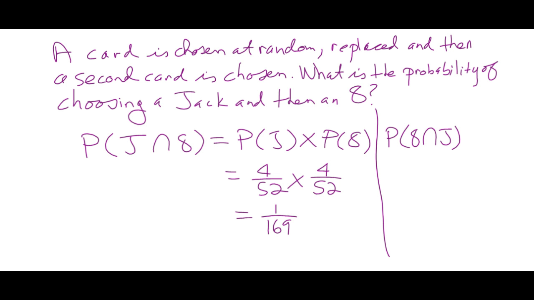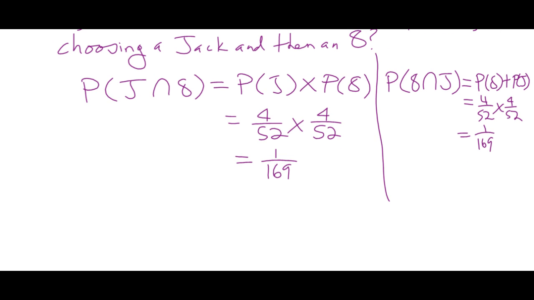What if we reverse the order? We'd say, well, what if you get an 8 first and then a jack second? It's going to be the same, right? So what if we change the question? Instead of saying, what's the probability of getting a jack then an 8, we say, what's the probability in the 2 draws that one of the cards was a jack and one of the cards was an 8?